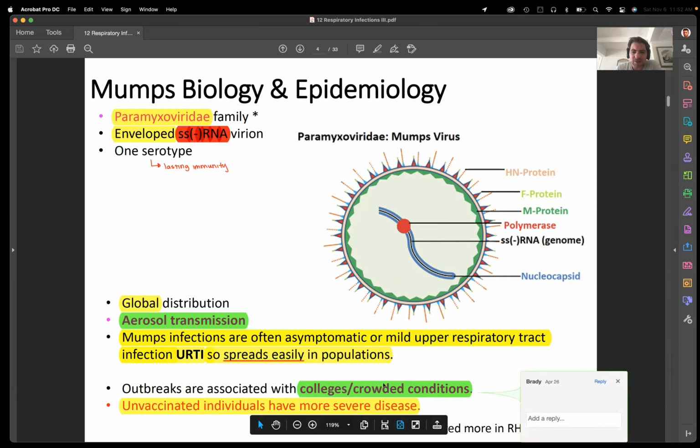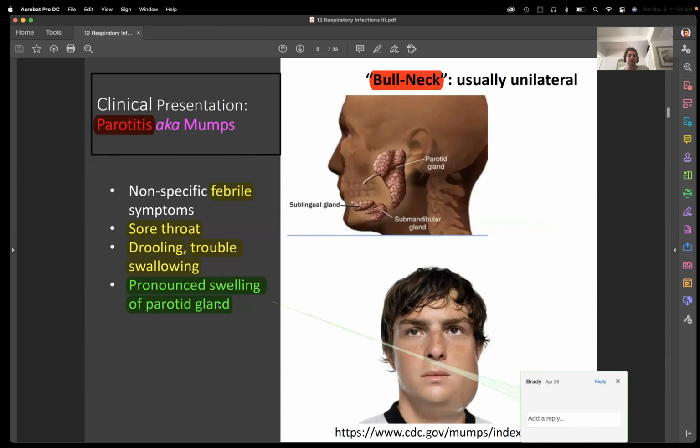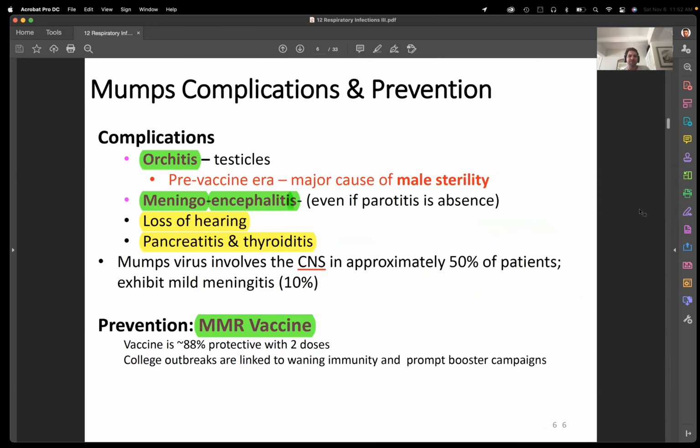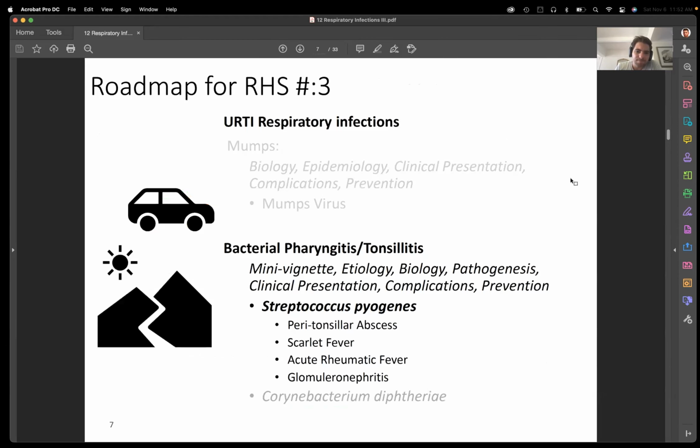Big thing, colleges, crowded conditions as well. Parotitis is the big thing they talk about, this bull neck, swelling of the parotid gland. Orchitis as well. And of course, they need to tell you in the stem if the person hasn't been vaccinated. If they're coming from a foreign country, you can assume they may not be vaccinated as well. Then you're starting to think of the things that are vaccine preventable.